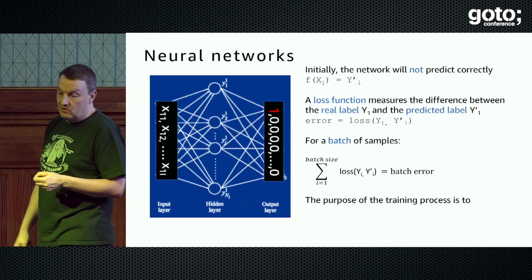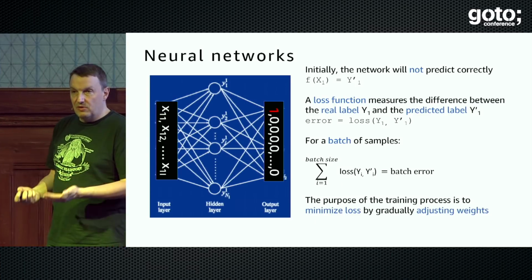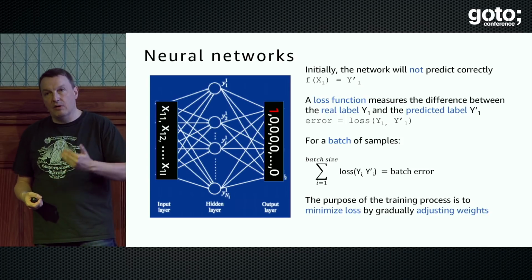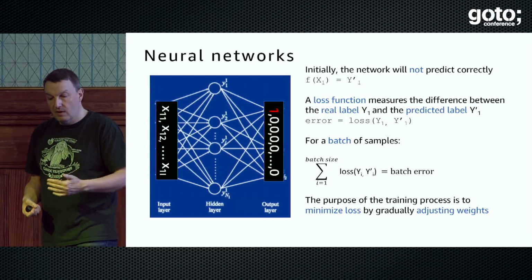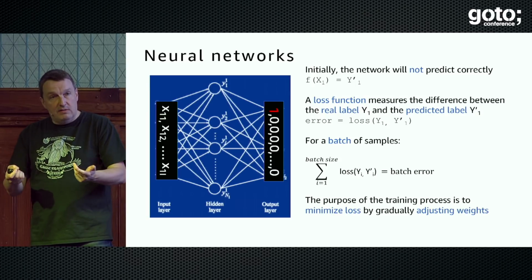That's the exact term. So basically, now we know that the purpose of the training process is to minimize loss, minimize the prediction error, gradually, batch by batch, by adjusting the weights.